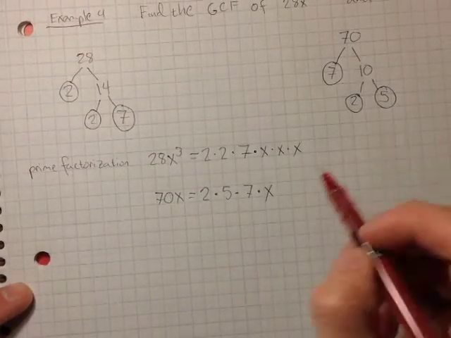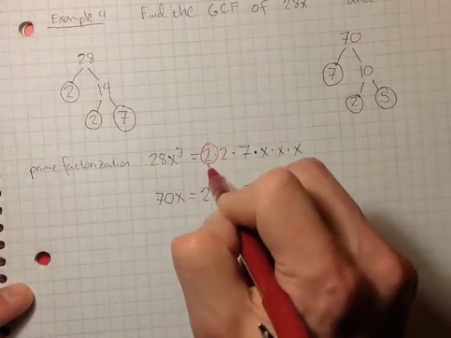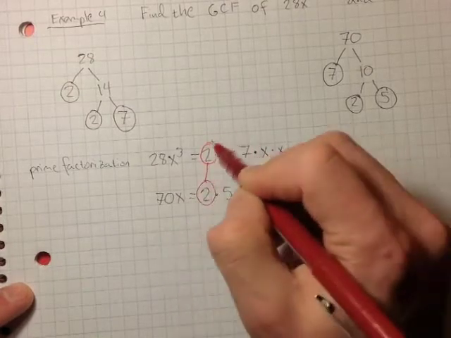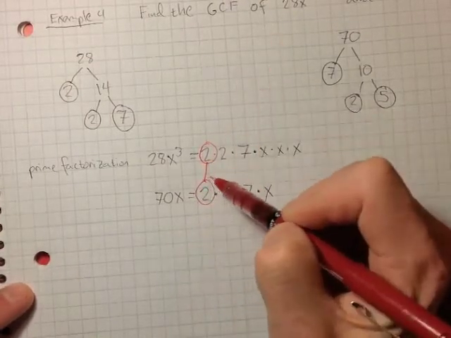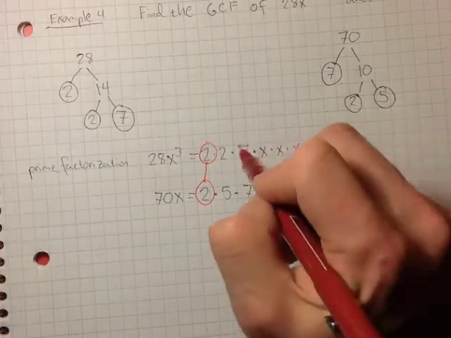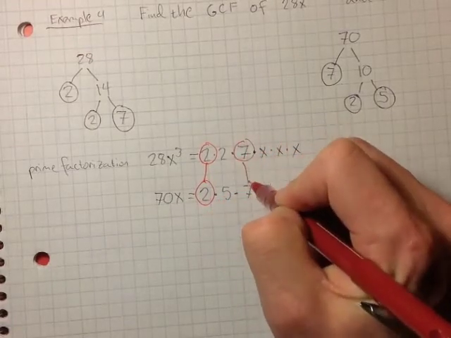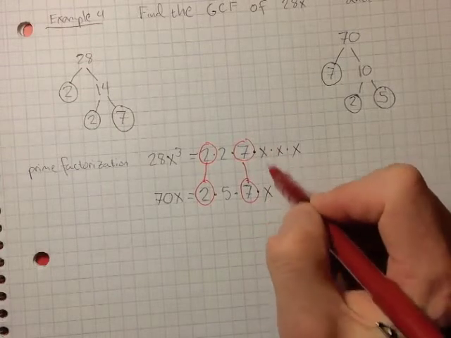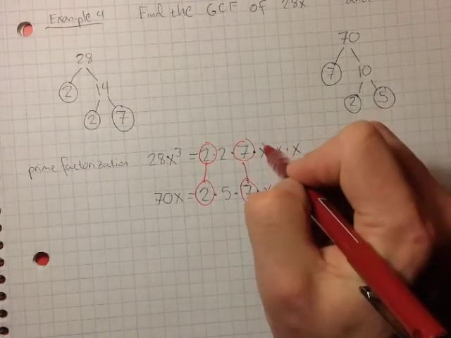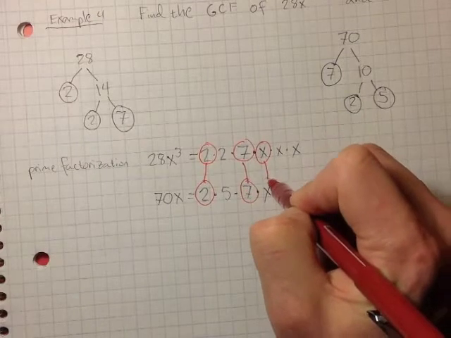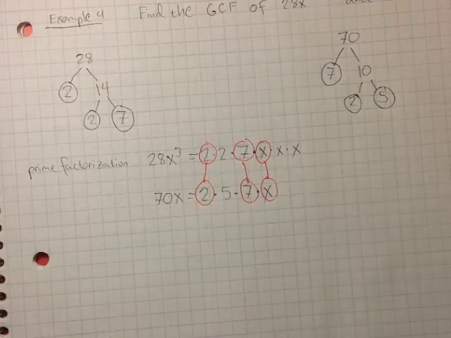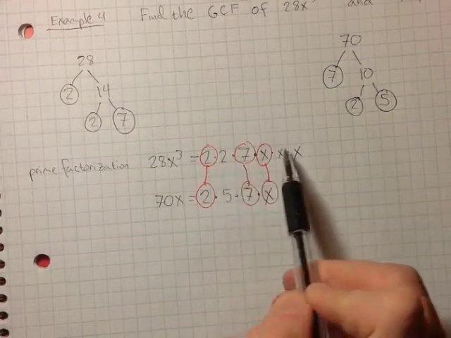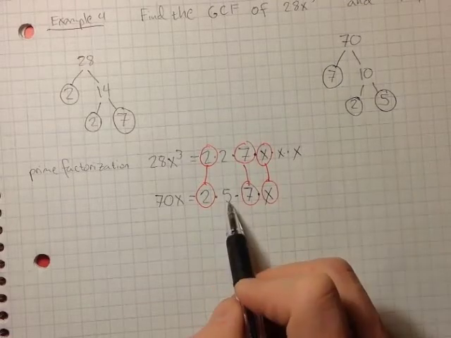So up here we have a 2 in common, so I'm going to circle them in both factorizations and connect them with a line. Then they both have a 7 in common. Now they both also have 1x in common. So I'm going to circle one x and link it up with the other x. Now we have some leftover stuff that I didn't circle up here, and a leftover thing down here as well.